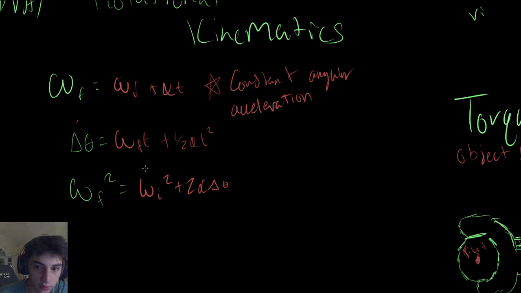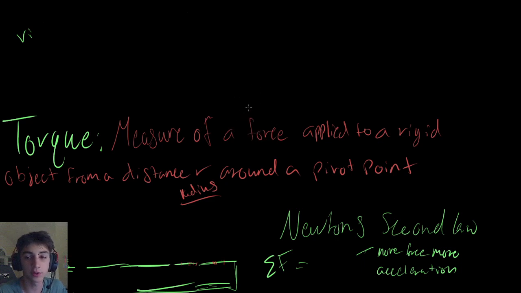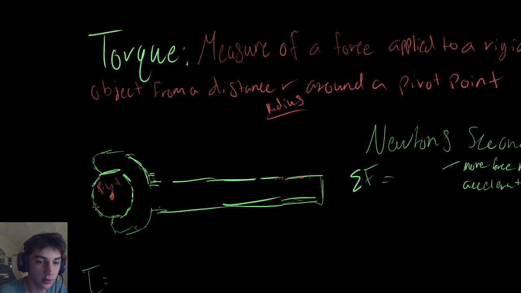So now moving on to torque. Well, what is torque? Torque is the measure of a force applied to a rigid object from a distance r, which is our radius, around a pivot point. If we look at this diagram, this drawing, it's a wrench and a bolt. If this is just one object, then as we turn this wrench in the positive x direction, we have to apply some force. We have to push upwards so that this can move.